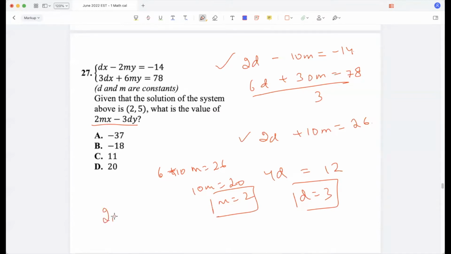So what is 2mx minus 3dy? 2 into 2 into 2 minus 3 into 3 into 5. So 8 minus 45, negative 37.